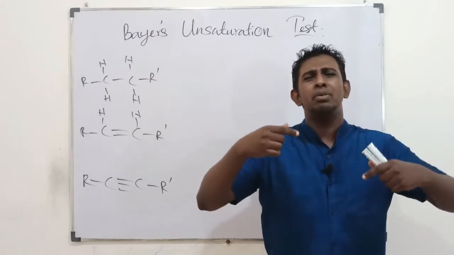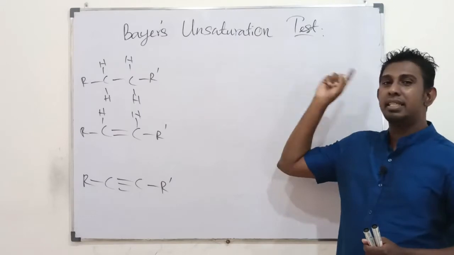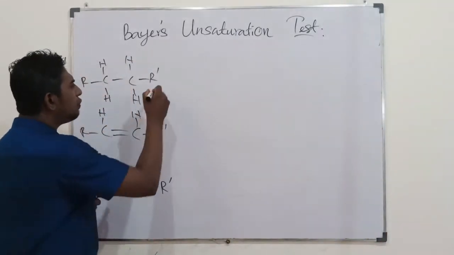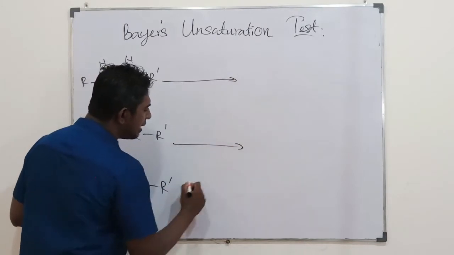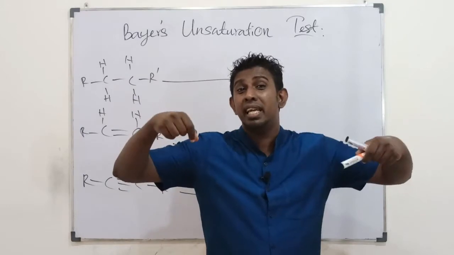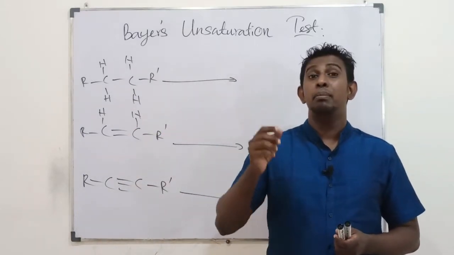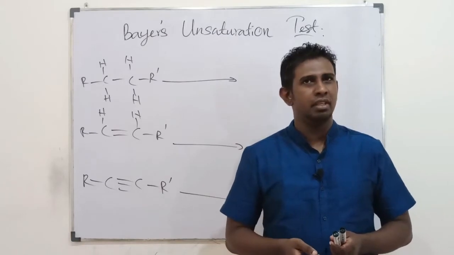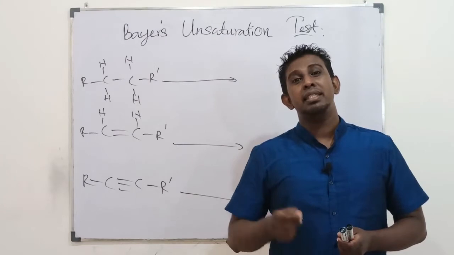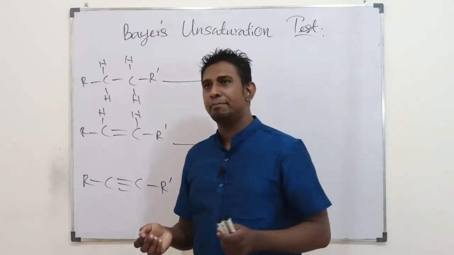But it's not about that. It's not about bromine water. It's about Baeyer's test, Baeyer's unsaturation test. Therefore, we are going to use Baeyer's reagent. What is Baeyer's reagent? What does Baeyer's reagent contain? Okay. So, it consists of potassium permanganate. Aqueous potassium permanganate. Actually, it is a dilute solution of potassium permanganate we have here.